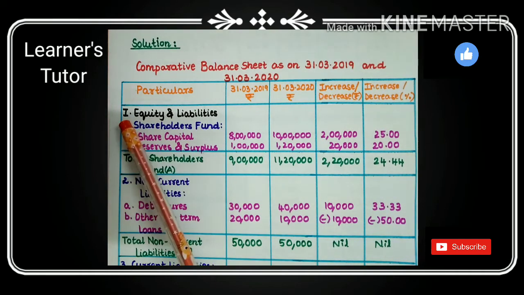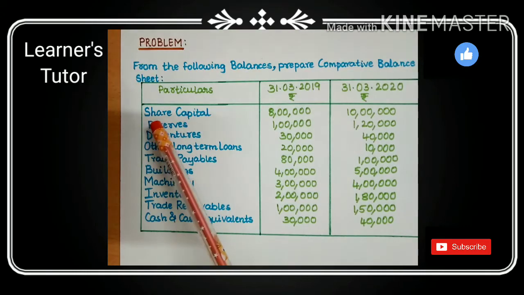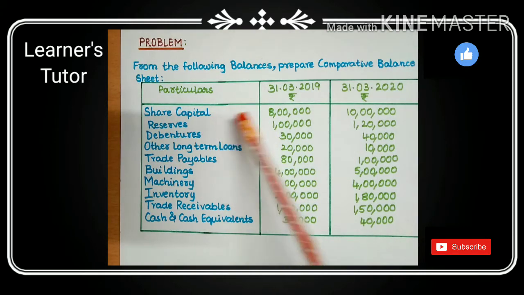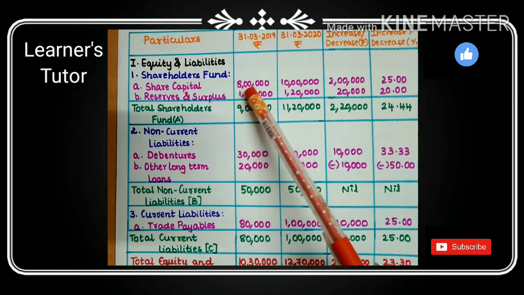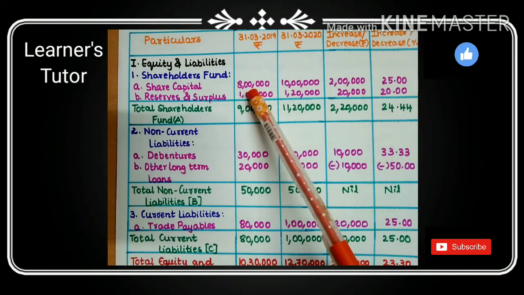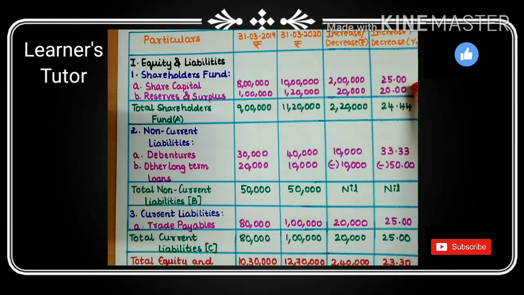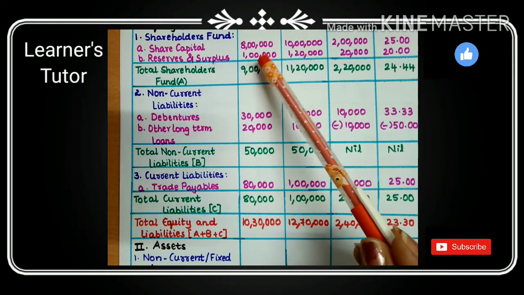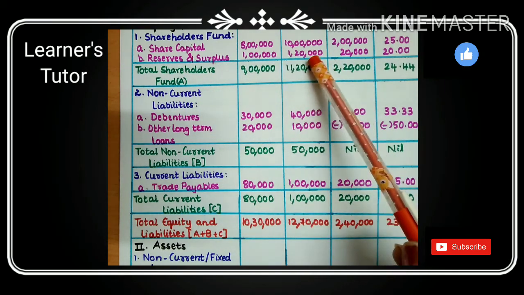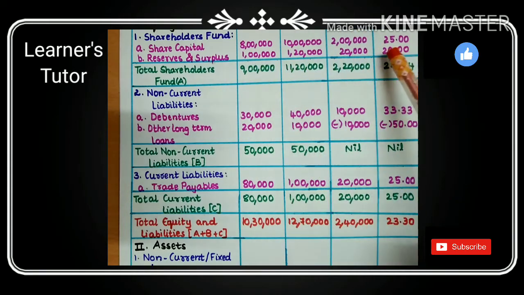Under that we have equity and liabilities. Under that we have shareholders fund. First heading under particulars is share capital, 8 lakh and 10 lakh. 10 lakh minus 8 lakh will give you 2 lakh. 2 lakh divided by 8 lakh into 100 is 25%. Reserve and surplus, 1 lakh and 1 lakh 20. 1 lakh 20 minus 1 lakh is 20,000. 20,000 divided by 1 lakh into 100 is 20%.